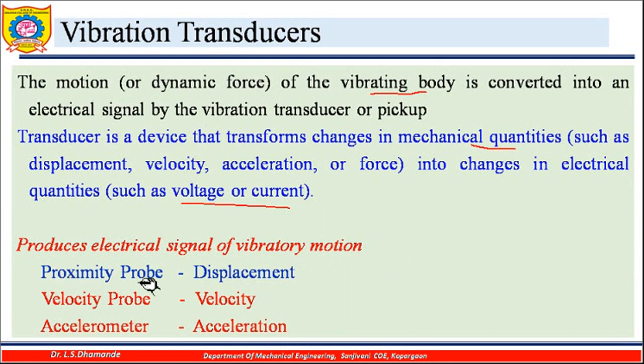The one which is measuring the displacement is called a proximity probe. The instrument which is measuring velocity is called a velocity probe, while the one which is measuring the acceleration of the system is called an accelerometer. These are the names given to these sensors or transducers depending upon which kind of measurement you are going to do with them.